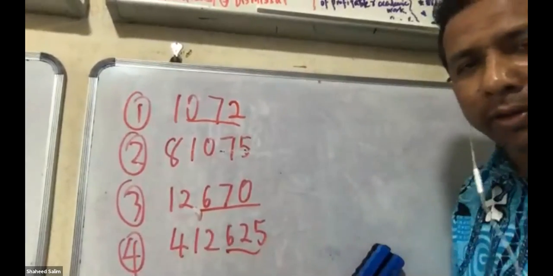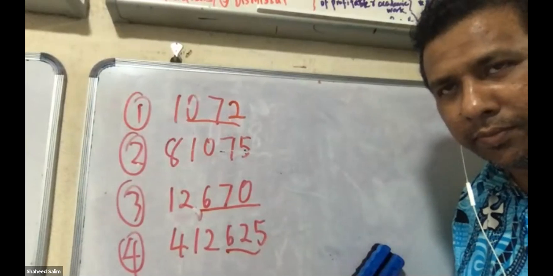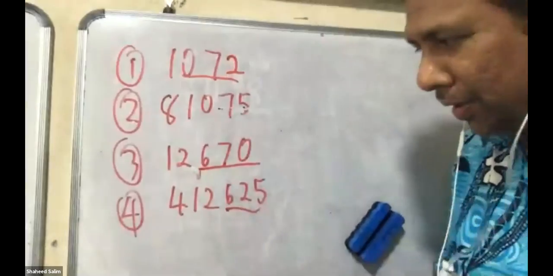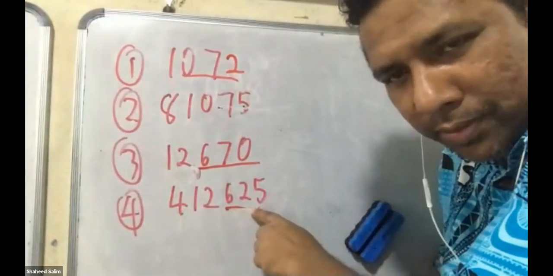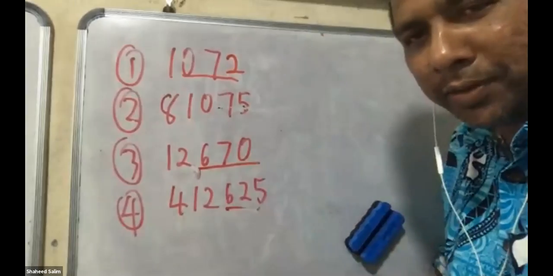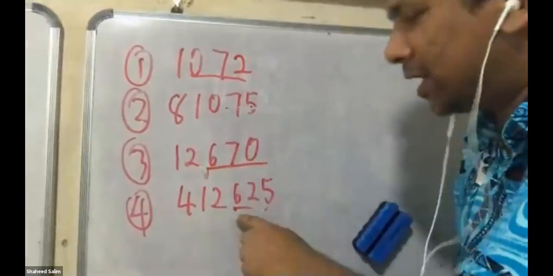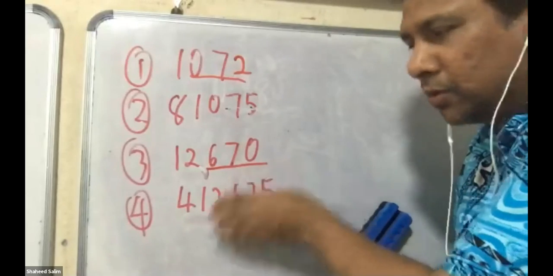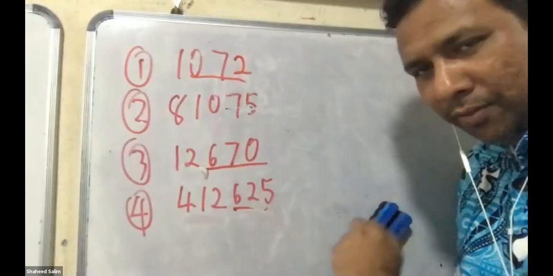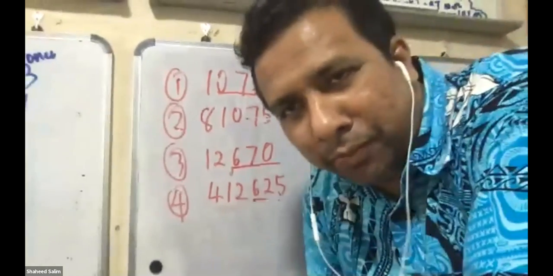Okay, Naomi, last. You tell me the whole number if you can. Your Wi-Fi is glitching, cannot hear the voice. 625. Good. So how many thousand? 412. So put it together. 412,000 and 625. How, you all get it or not?